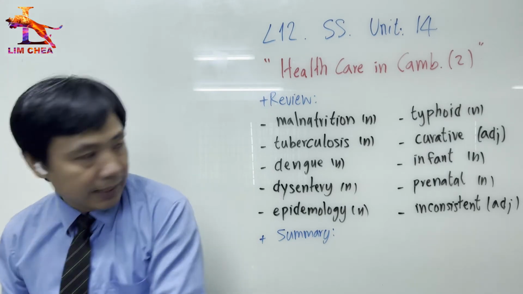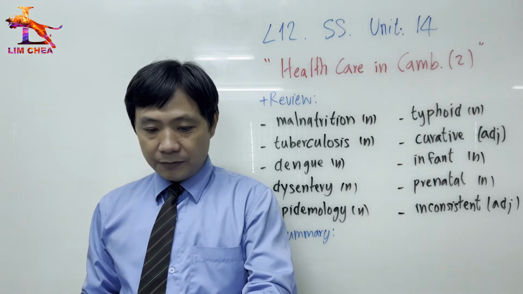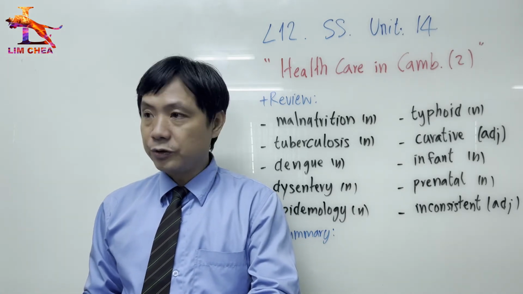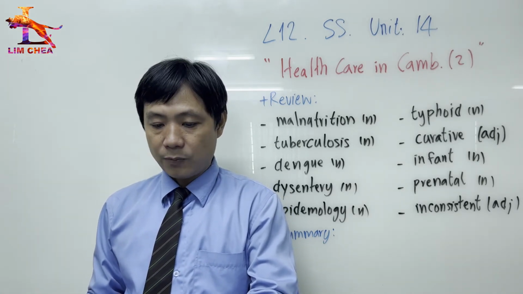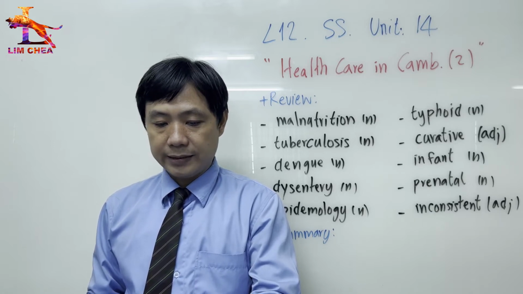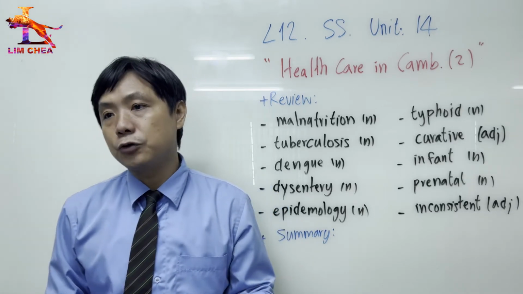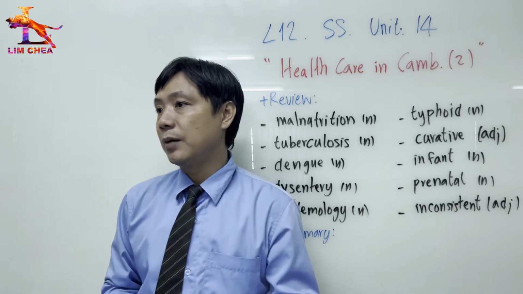Before we start, let's go to our vocabulary first. The first one is malnutrition. It's a noun: lack of proper nutrition caused by not having enough to eat. That means undernourishment or malnourishment. We don't have enough food to eat, just like vitamins or protein we don't have.